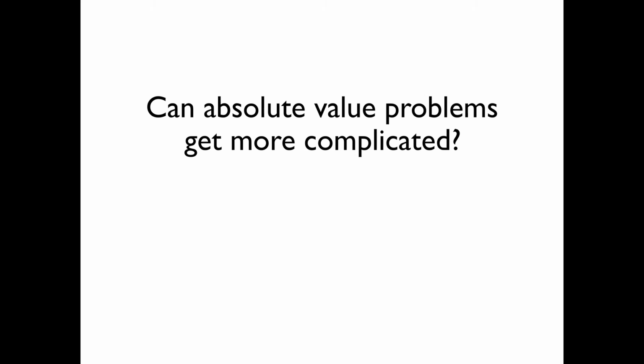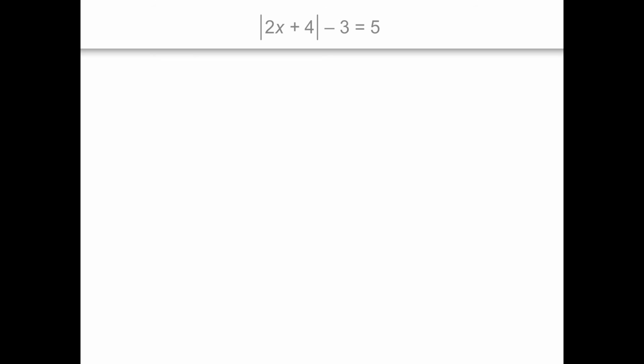Can absolute value problems get more complicated? They sure can. This absolute value equation includes subtraction outside the absolute value. Use the following steps to solve the problem. First, isolate the absolute value term. Add 3 to both sides of the equation to get the absolute value of 2x plus 4 equals 8.